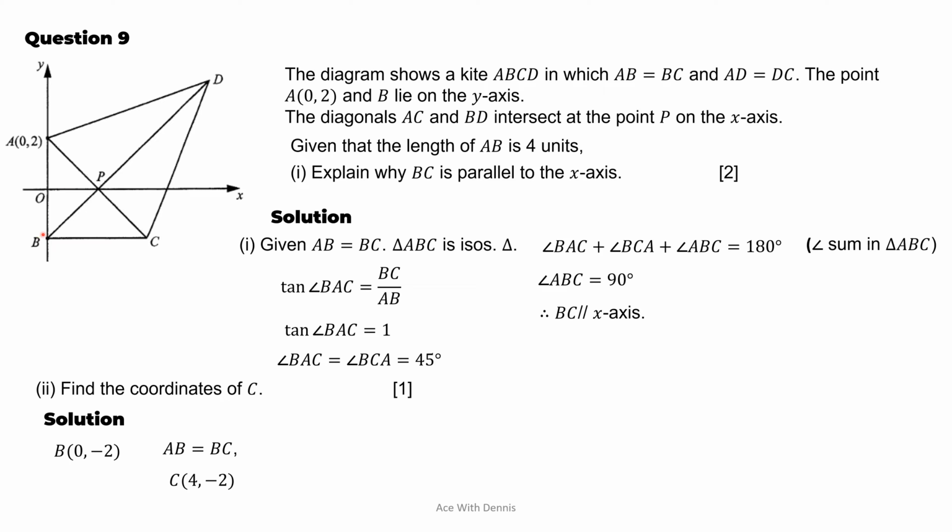Okay, so we can see that the length of BA will be 4 units. Therefore, the length of BC must be 4 units as well. So the coordinates of B will be (0, -2). Then the coordinates of C will be (4, -2). And this is the answer.